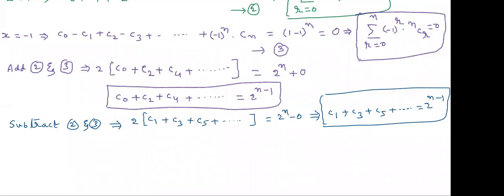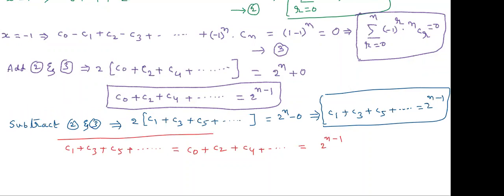Subtracting 2 and 3, we get the answer C1 + C3 + C5 and so on, equal to 2^(n-1). So here C1 + C3 + C5 and so on is equal to C0 + C2 + C4 and so on. These two are equal, that is 2^(n-1).